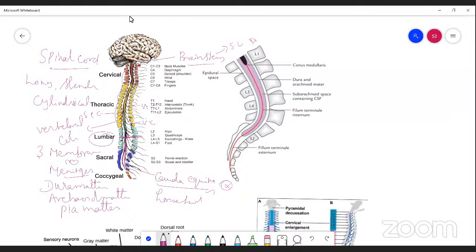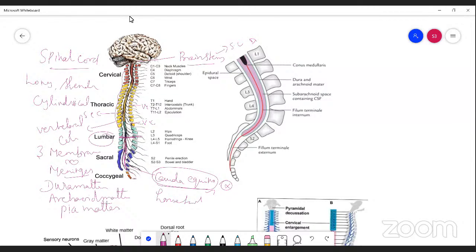Okay, sir. Lower vertebral column. That is called the cauda equina, otherwise known as what? Horse tail. Because the appearance is like a horse tail. So that is called the cauda equina. Do you understand? Now it is about the spinal cord.